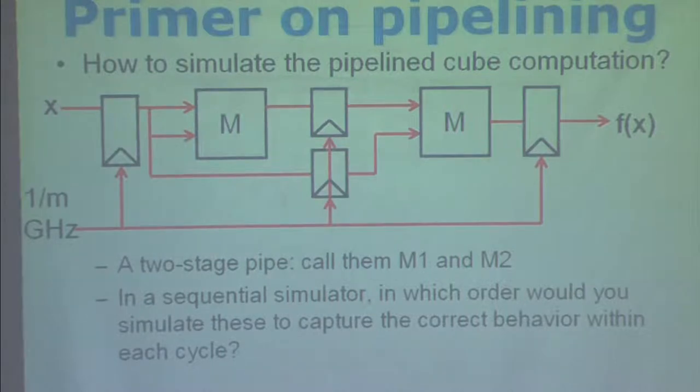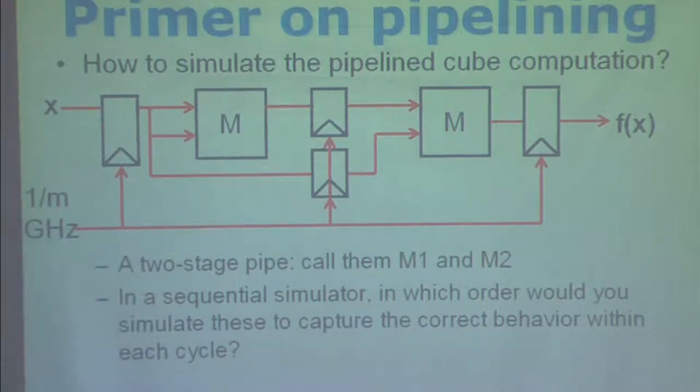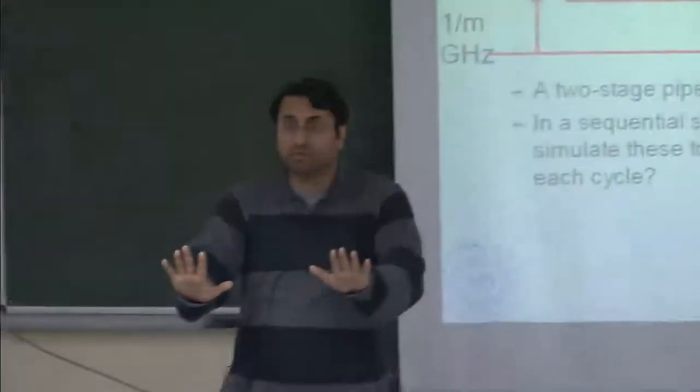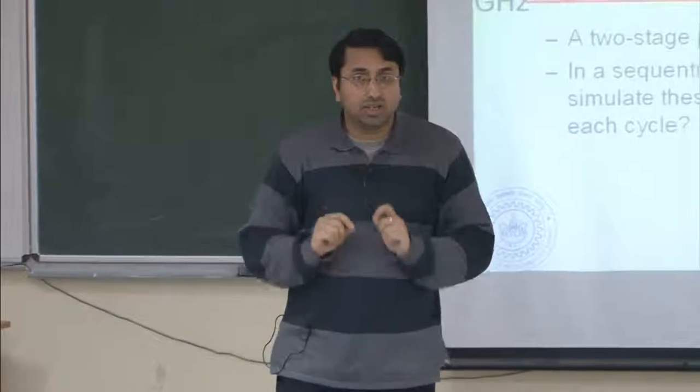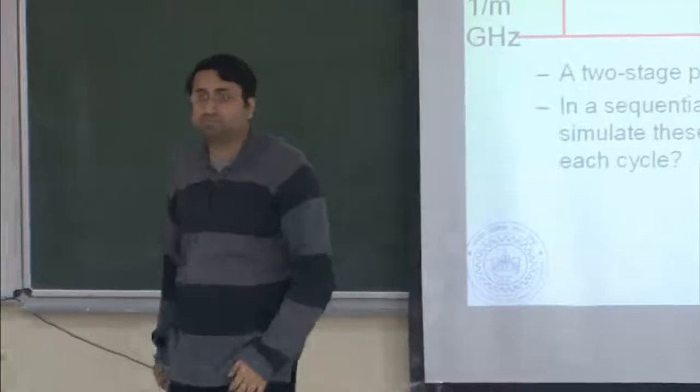You might wonder, what's the big deal? It should be easy, right? So let's think about it. The first question that arises is, in a sequential simulator, in which order would you simulate these two pipe stages to capture the correct behavior within each cycle? What do you think? There are two stages, M1 and M2. Should I simulate M1 first and then M2 in a cycle? Because remember, in a particular cycle, both the stages must be working. It's a pipeline, right? Okay. M1 working on a certain input X, M2 should be working on the previous input X in the same cycle. So I'm simulating a particular cycle. I have to decide in which order I should simulate it. What do you think?